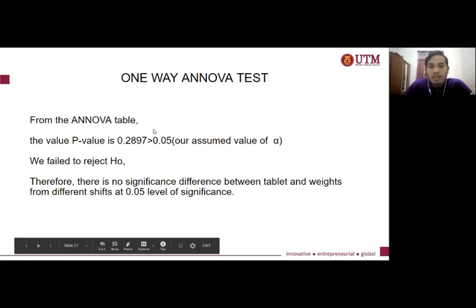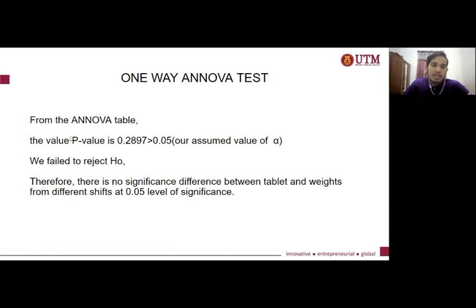So from the ANOVA table, we can see that the p-value is equal to 0.2897, which is larger than our value of alpha, which is 0.05. So we fail to reject H0. Therefore, there is no significant difference between the tablet weights from different shifts at 0.05 level of significance.